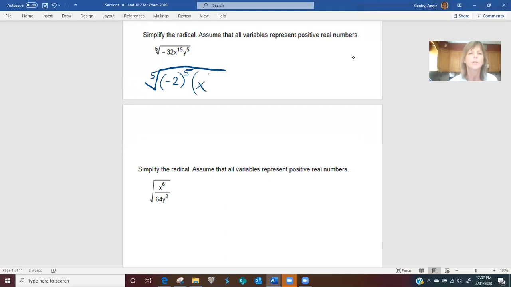X, I need a 15 total. I need a 5 here. What has to be inside? You see, so I go ahead and write the parentheses. I put what I need there, and then I think about what has to be here to make that true. 15, I have to put a 3.